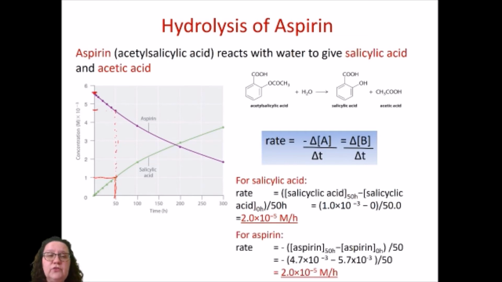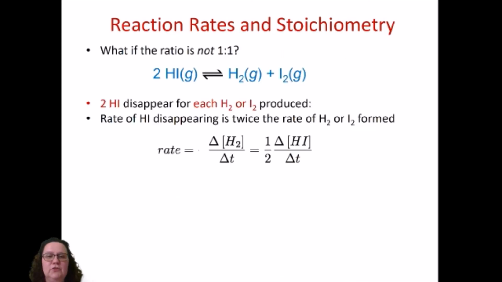But if you use the original data that was used to put together that graph, you would see that the concentration at 50 hours is 4.7 × 10^-3. The concentration of aspirin at 0 hours, the initial concentration, is 5.7 × 10^-3, and again the period is 50 hours. So you end up with the same value, because the rate of formation of salicylic acid is the same as the rate of disappearance of acetyl salicylic acid. What about if the ratio is not 1:1?